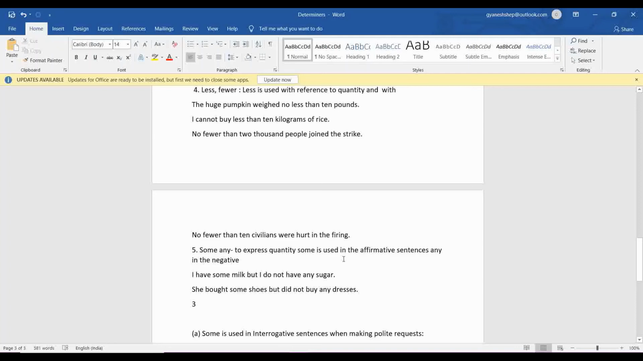Some, any to express quantity. Some is used in affirmative sentences, any in negative. When we use some, it is positive; affirmative here means positive. And any is in a negative way. Is there any one to give me a reply? If there is nobody there, then there is no point in asking any. Is there someone who will reply me? That is an affirmative or positive sentence. So when you want to say something positive, keep in mind that affirmative meaning is always with some, and any shows the negative meaning.